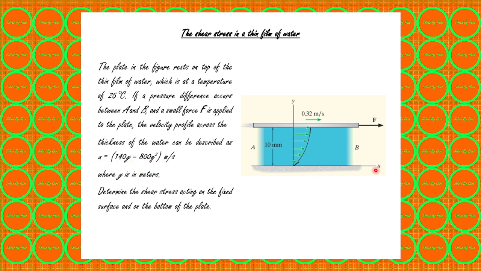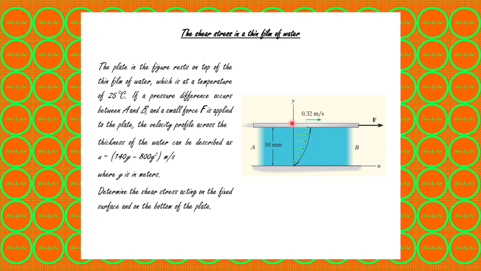Near the fixed surface, the velocity U is 0. After that, the velocity, shown by the green arrows, increases according to this equation: U equals 140 y, where y is the ordinate, the vertical distance.